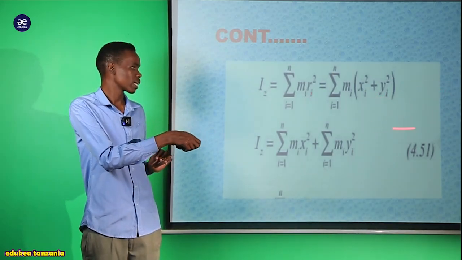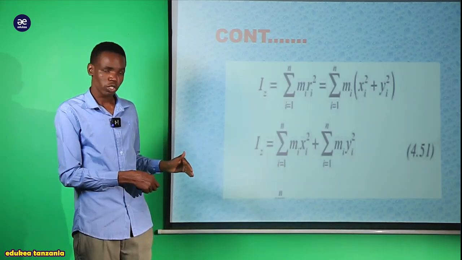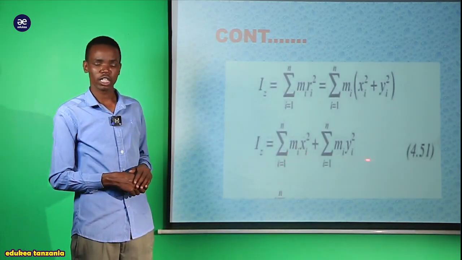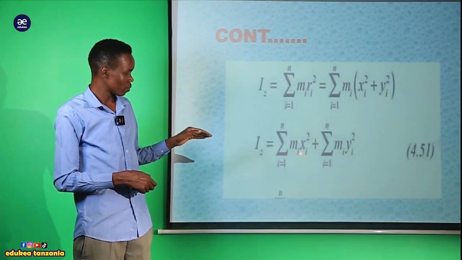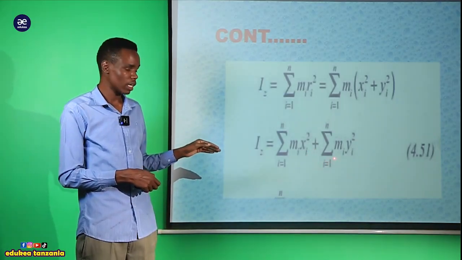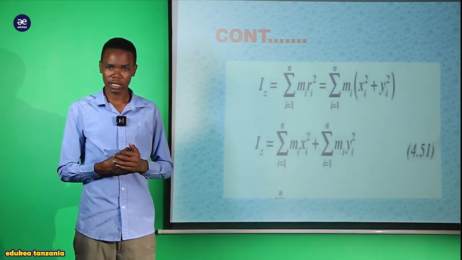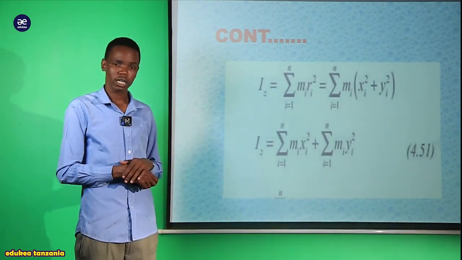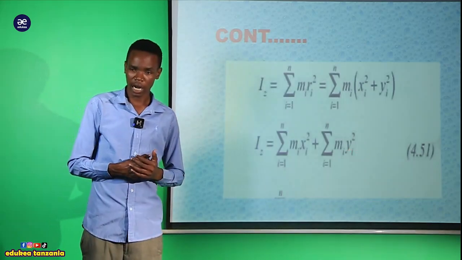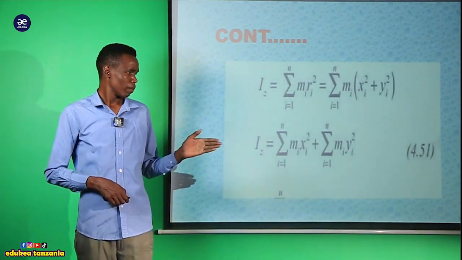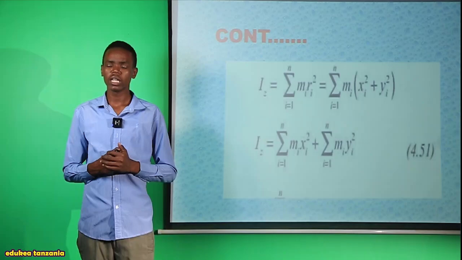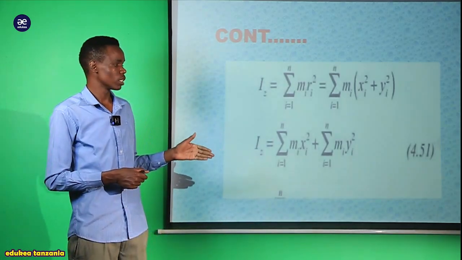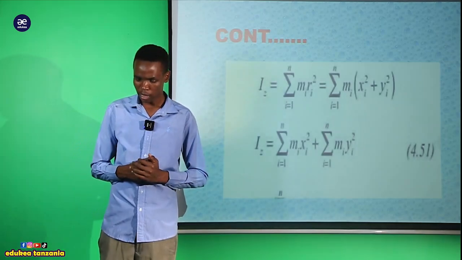If we open the bracket, we should obtain that the moment of inertia along the z axis must be equal to the summation of the mass m_i times the x_i squared, then we add the summation of the mass m_i times the y_i squared. This should be our equation number 51 for our fourth topic. Hii ni equation yetu ya 51 kwenye hii topic yetu ya 4.